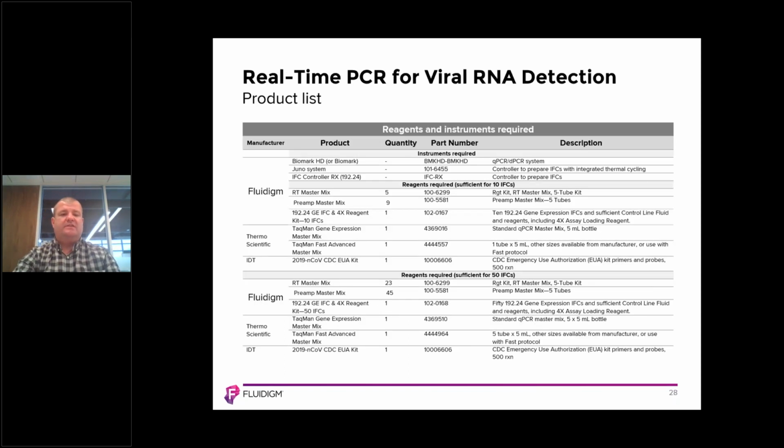Further to this, we've also increased our bundling capacity for our products as part of this workflow. Earlier in the presentation, you saw me talk about the reverse transcription using the Fluidigm reverse transcription master mix, the preamplification using the Fluidigm preamplification mix, followed by the workflow for the 192.24 GE IFC. You'll see that on this list, all of the part numbers and all of the components that you need are listed. Use this slide to engage with your Fluidigm account manager to help get the configurations that you require.